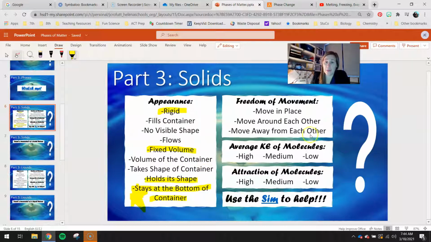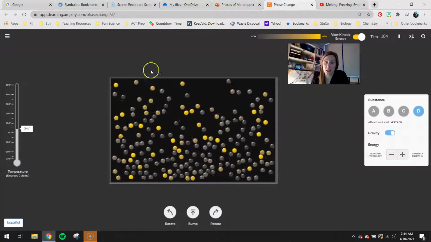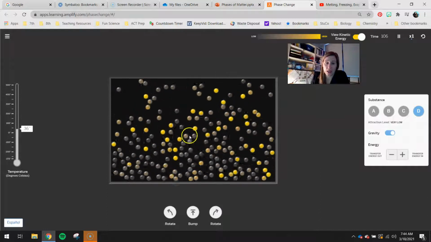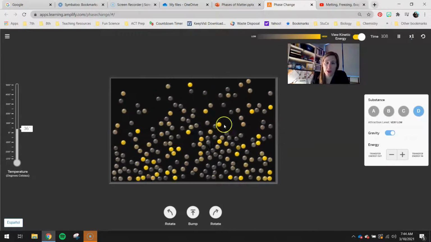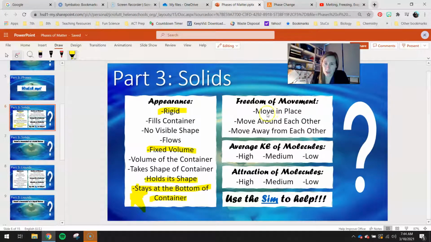Freedom of movement talks about how those molecules are moving. Once you have found something that you think is a solid, liquid, or gas, you can look at how those molecules move around. Do they move in place, move around each other, or move away from each other? Once you've used one for a solid, you are done. In the case of a solid, they all move in place.